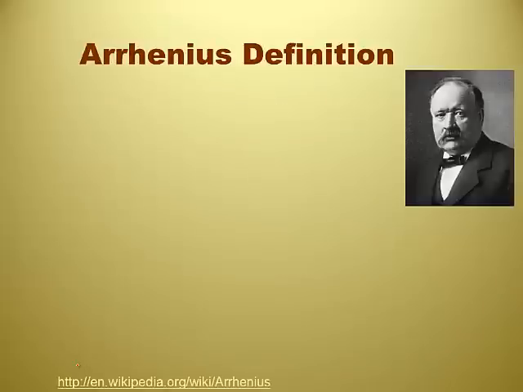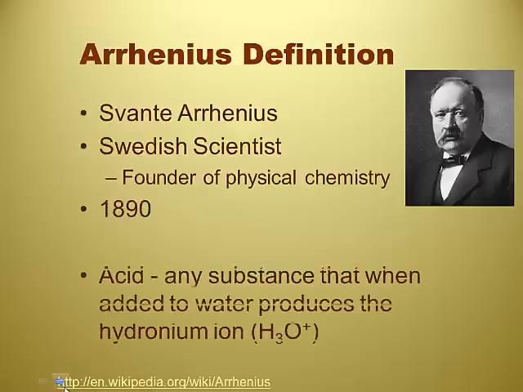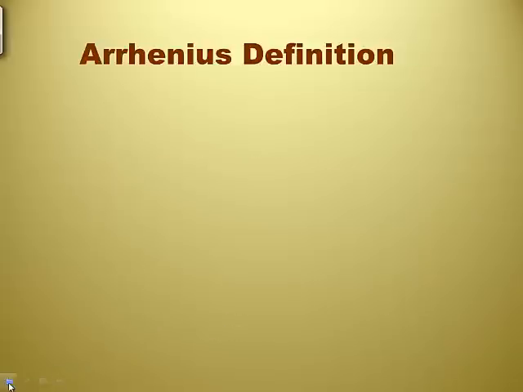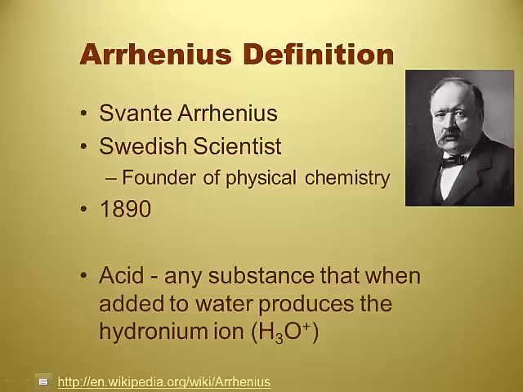Mr. Arrhenius, the Arrhenius definition of an acid and a base. He's a Swedish chemist in 1890. Basically what Arrhenius said is that an acid is any substance that when added to water produces the hydronium ion. And the hydronium ion is basically water with an extra hydrogen. That's positive. It's the hydrated hydrogen ion.